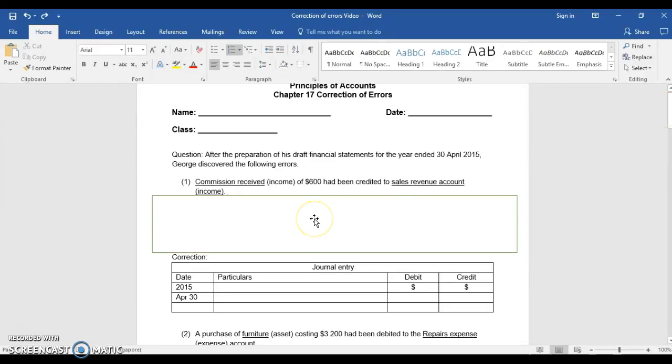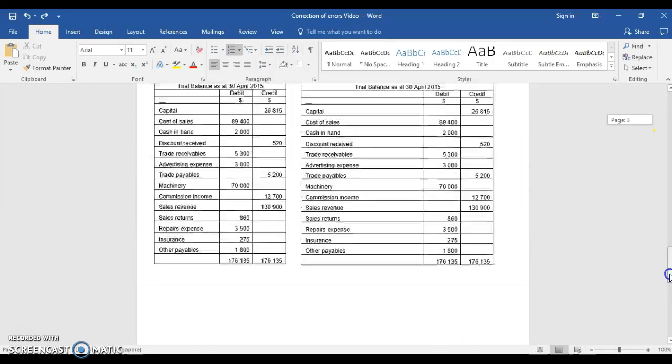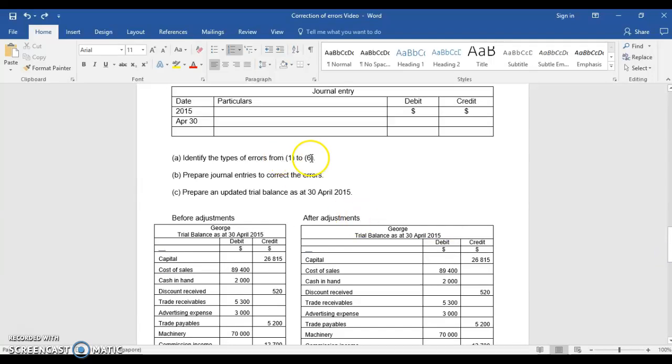Hi there, in this video I'll be showing you how to do correction of errors. In this topic you have 6 different types of errors that you need to know. For the N-level syllabus you may be required to identify the different types of errors, prepare the journal entries to correct the error, prepare an updated trial balance based on the adjustments, and for the O-level syllabus you will additionally be required to prepare an adjusted statement of profit.